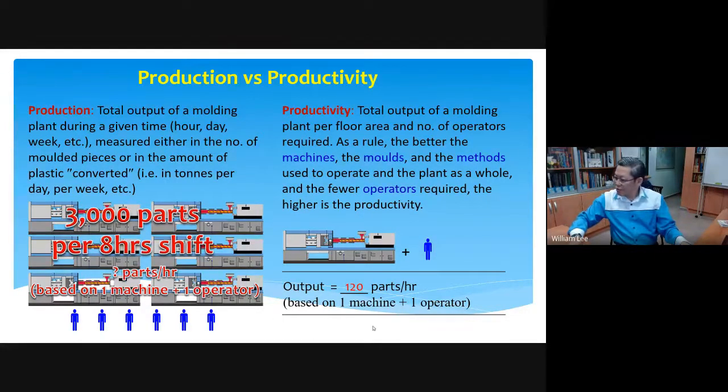Okay, so I want you to type in again, try to work out. If you have found the answer, type in the answer. So what is the productivity from this plant here? How do you work out? Remember, based on one machine, one operator. So we have to compare them equally. Right? So how do you work out? You know that you have 6 machines here, 6 pairs actually, one machine, one operator. Here I only have 1 pair.